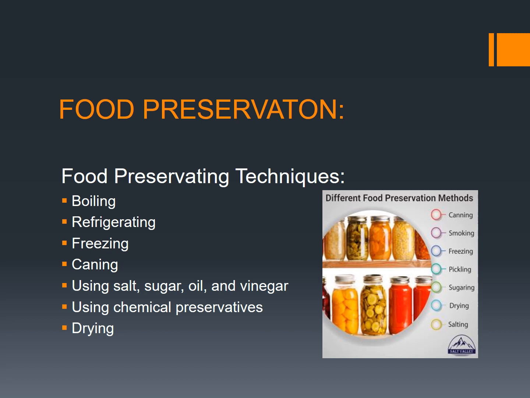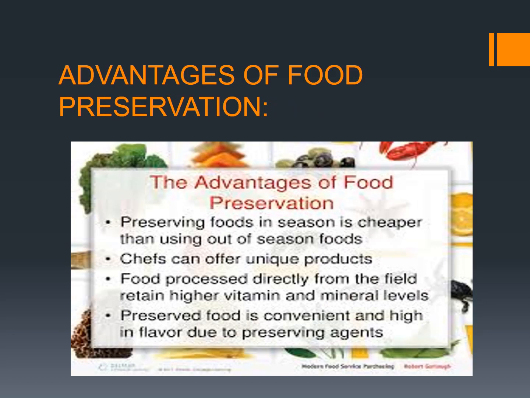The last topic of our chapter is the advantages of food preservation. The advantages of food preservation are: it helps in the availability of off-season foods. It prevents the food from getting spoiled by the action of microorganisms. It increases the storage period, and it ensures the availability of perishable food materials, and chefs can offer unique products in off seasons.